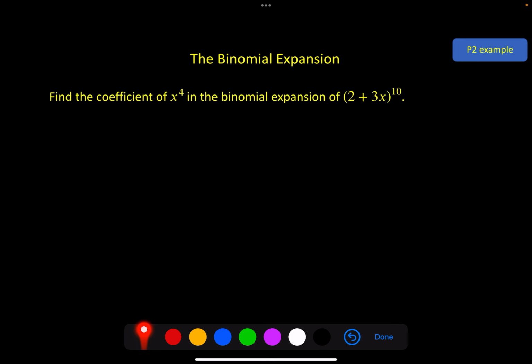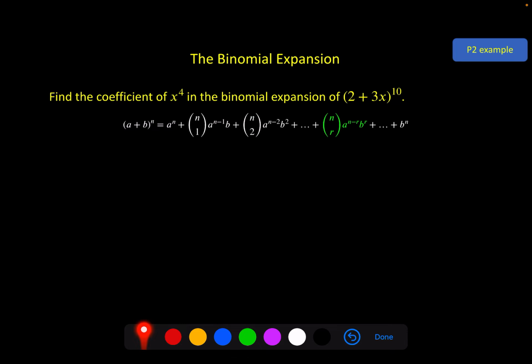So an example of that is: find the coefficient of x power 4 in the binomial expansion of 2 plus 3x all to the power 10. So I'm going to use this general term. But to use this general term, I need to know n, r, a, and b. Now a and b, let's stick with the fairly normal. A is 2, b is 3x. We know n is the power on the bracket, so that is 10. The question is, what is r in order to get the term that I want, the x power 4 term?